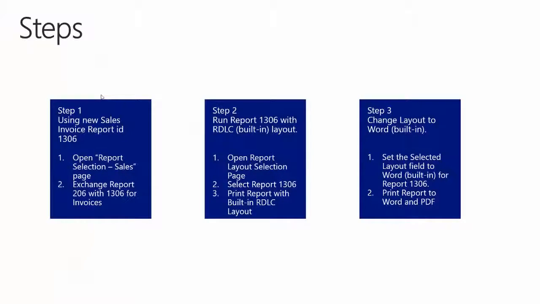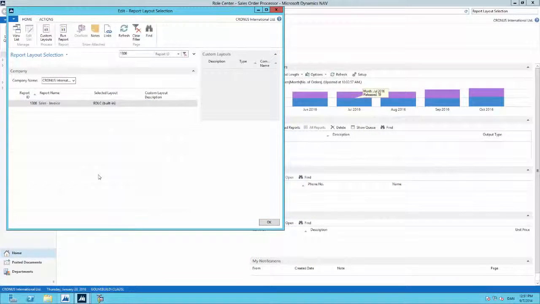So we're now at step number 3, and we will change the layout to Word for the Sales Invoice Report 1306, and we will print the invoice to Word and PDF and see that both these scenarios are supported. So back in NAV, as we saw before in step number 2, the selected layout is RDLC. So let's go and change the layout to Word. And then when we have selected Word, we can go run the report again.